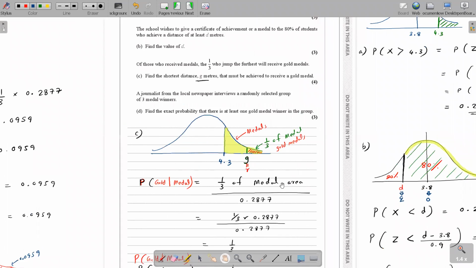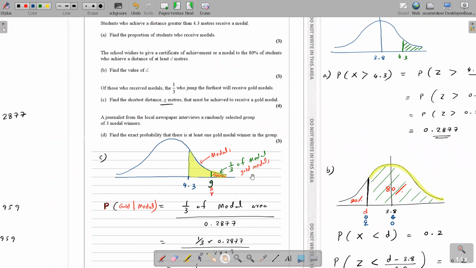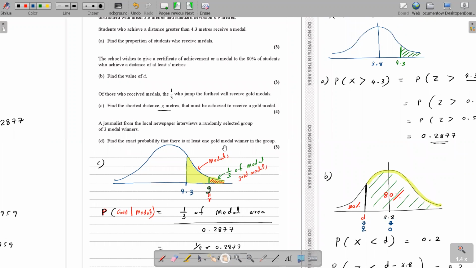A journalist from a local newspaper interviews a randomly selected group of 3 medal winners. So, interviewing of medal winners. They are asking, find the probability that there is at least one gold medal winner in the group. Okay, so medal winner, what's the probability? What's the probability of a medal winner?